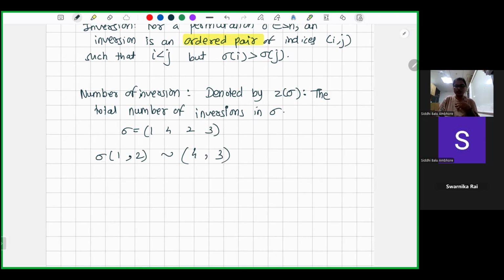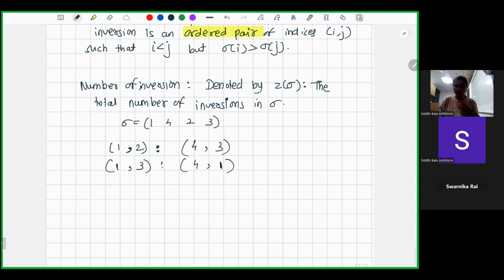So this is not a permutation now. This is the pair ij. This corresponding 1 2 is going to 4 3. So 1 2 will go to my inversion. Similarly, if I take 1 3, for example, 1 comma 3, so here 1 is going to 4 and 3 is going to 1, right? So this is again not an inversion.